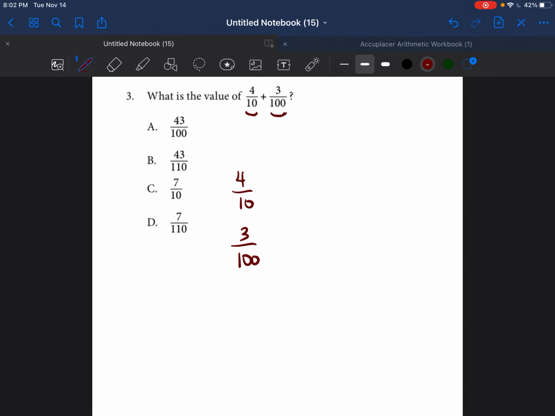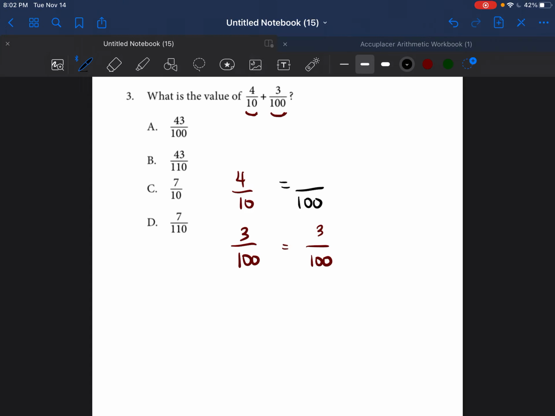I'm just going to let you know, anytime you have one denominator that's 10 and another denominator that is 100, just make both fractions with the denominator of 100. So this already has a denominator of 100, so we're going to keep it the same. But 4 over 10 does not have a denominator of 100. So how do we make 4 over 10 have a denominator of 100?